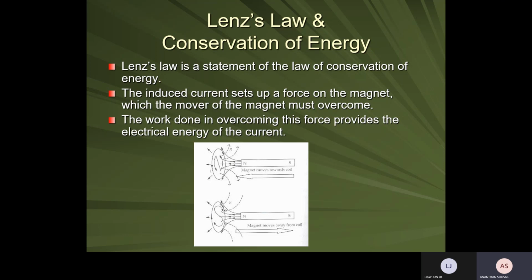But you're still moving downwards. That means you're doing work. There is an opposing force by the current when you move downwards, so you have to do work. The work done by you is converted to electrical energy. The work done in overcoming this force provides the electrical energy of the current. Okay, you got the current. It's actually conservation of energy. So in the exam, they'll ask you to find out which direction the current is flowing. Okay. So oppose the change.